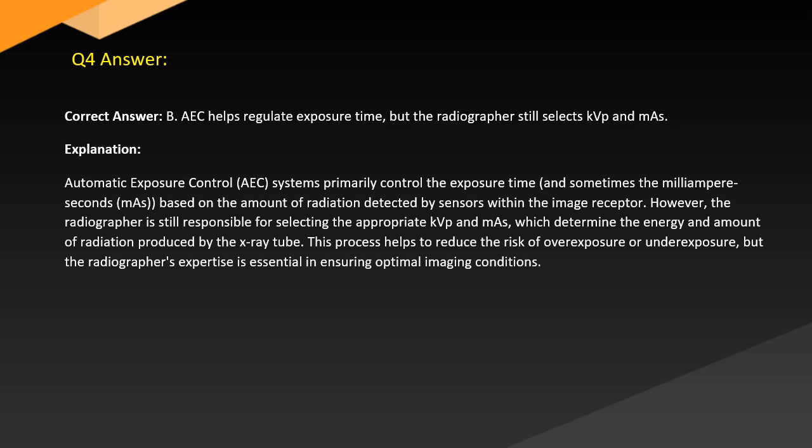Answer. Correct answer: B. AEC helps regulate exposure time, but the radiographer still selects kVp and mAs. Explanation. Automatic exposure control (AEC) systems primarily control the exposure time and sometimes the milliampere-seconds, mAs, based on the amount of radiation detected by sensors within the image receptor. However, the radiographer is still responsible for selecting the appropriate kVp and mAs, which determine the energy and amount of radiation produced by the X-ray tube. This process helps to reduce the risk of overexposure or underexposure, but the radiographer's expertise is essential in ensuring optimal imaging conditions.